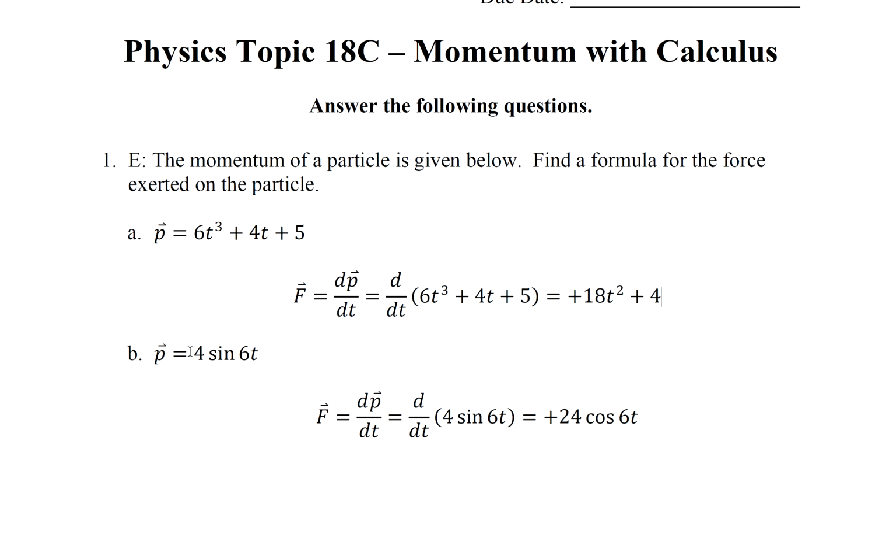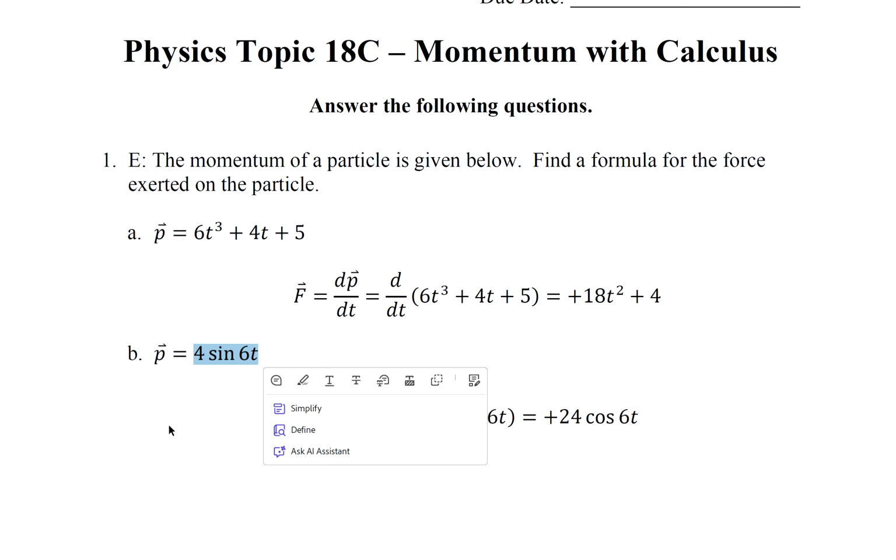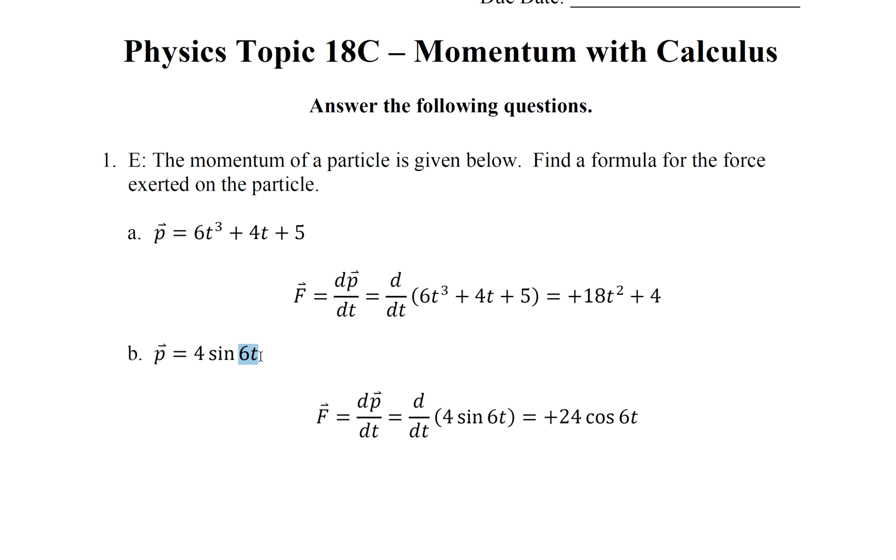Same thing with part B. The derivative of sine is cosine times the derivative of 6t. So that's exactly what we get here.